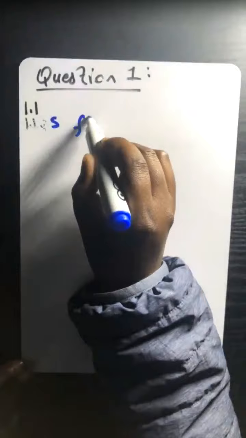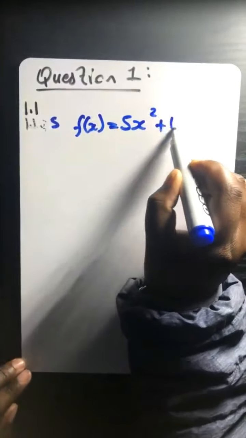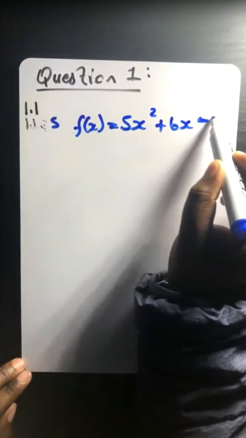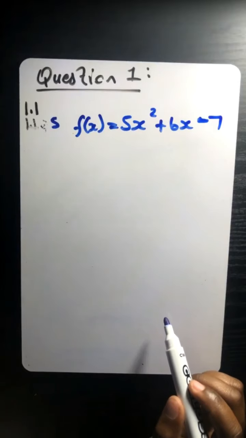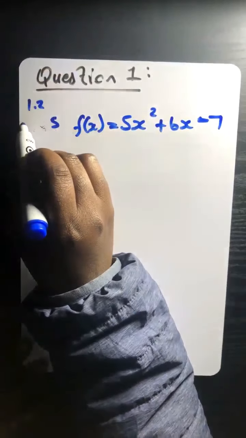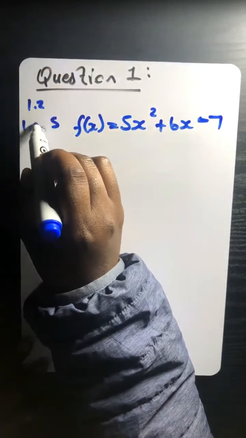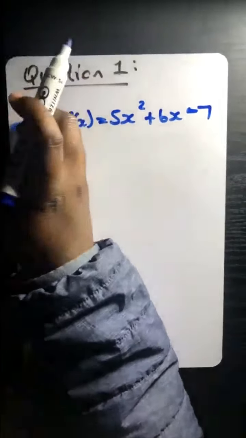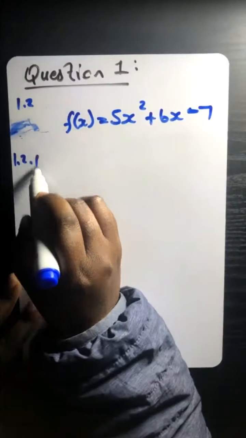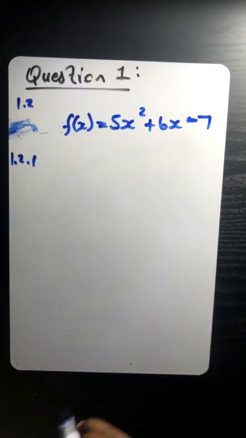You are given f of x equals 5x squared plus 6x minus 7. I'll just read the first one. So we are now on 1.2, and 1.2.1 is the first question that we'll be doing under 1.2.